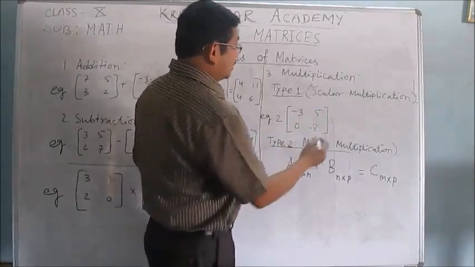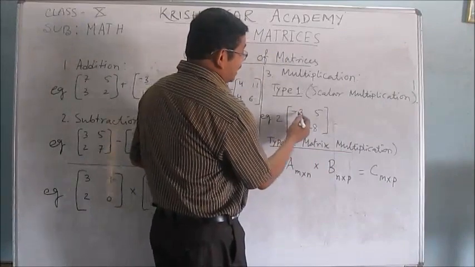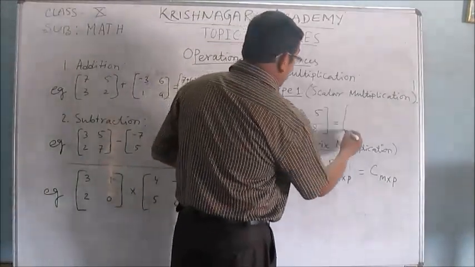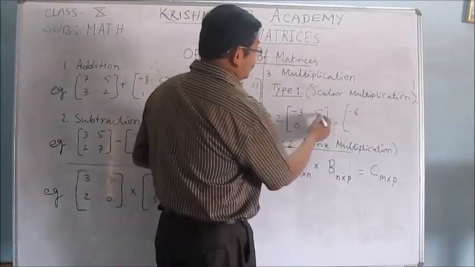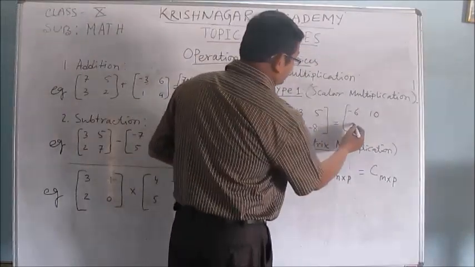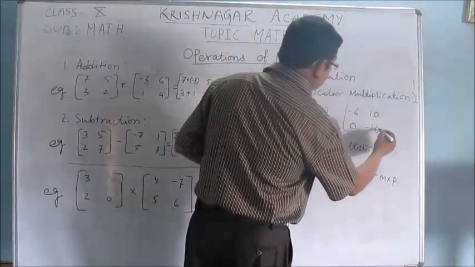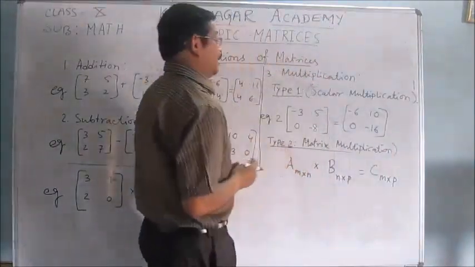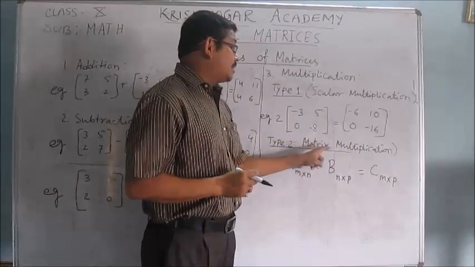So what will be the result? First you have to multiply these two with minus 3, then result will be minus 6. Then you have to multiply these two with 5, 10, then 2 into 0, 0, 2 into minus 8, minus 16. So this is the scalar multiplication. And next type is matrix multiplication.